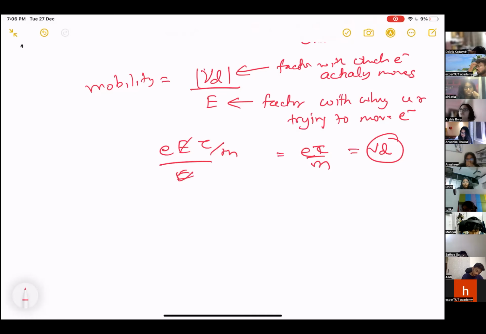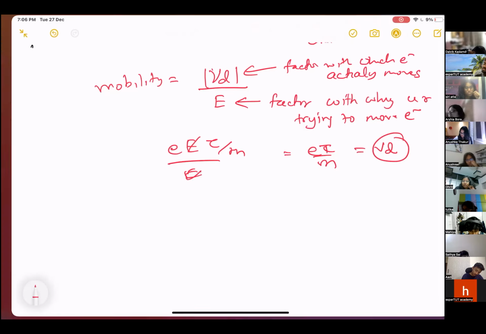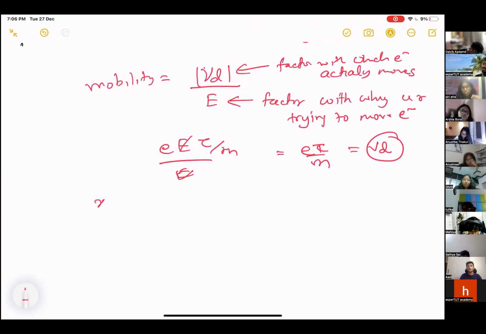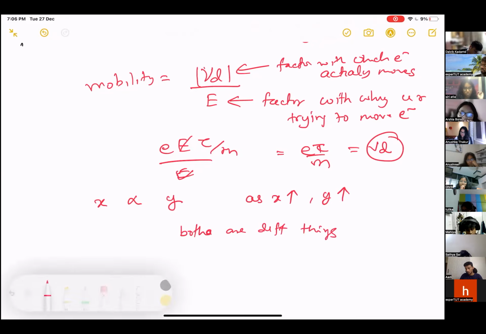Fine. And also write one more thing: saying "x is directly proportional to y" and saying "x increases, y increases" are both different things. Okay, both are different things. Saying "x is proportional to y" and saying "as x increases y increases" are two different things.